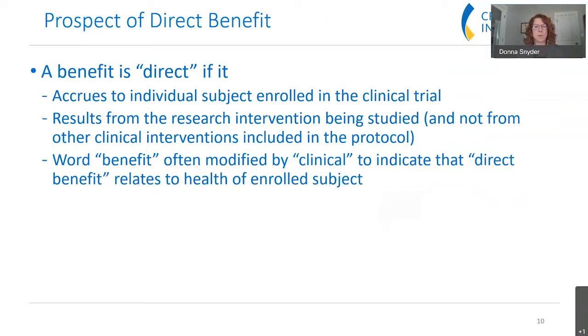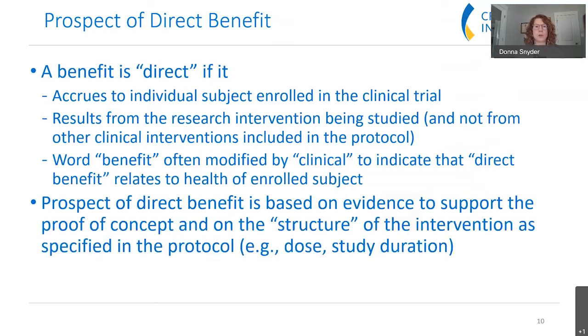And when we think of the prospect of direct benefit, we're not just thinking about whether or not there's proof of concept or there's a mechanistic explanation for why the product might work in children. We also want to look at the structure of the protocol and see if the child might benefit. So we want to have a dose that's appropriate, and we also want to have a study that's long enough where the child has the opportunity to benefit.